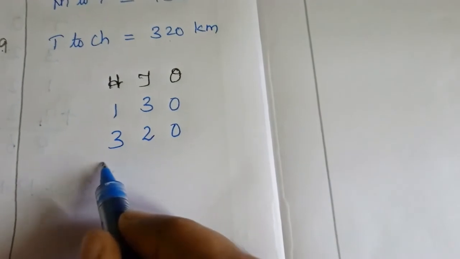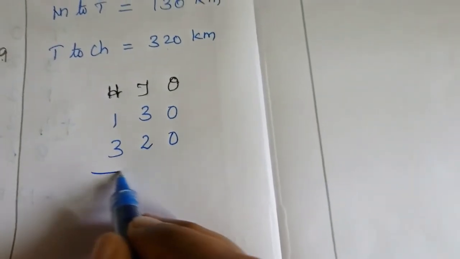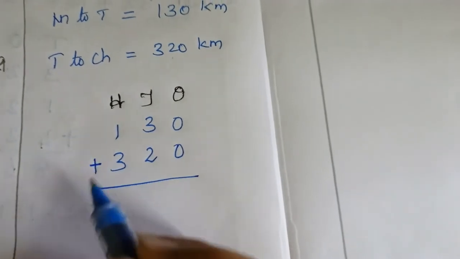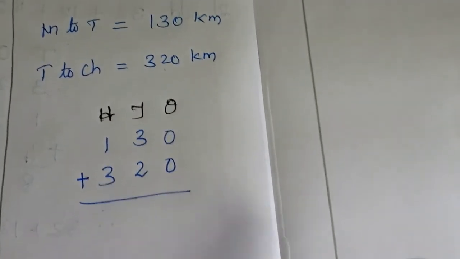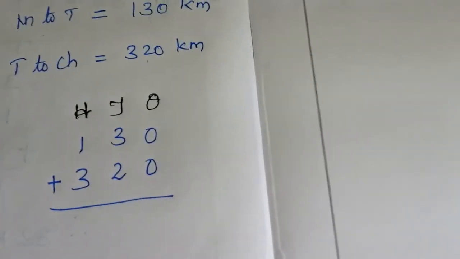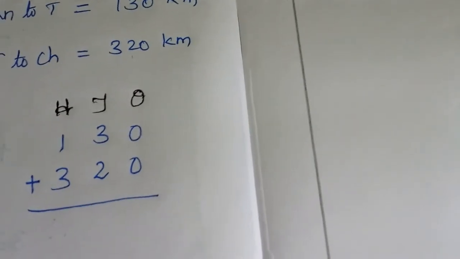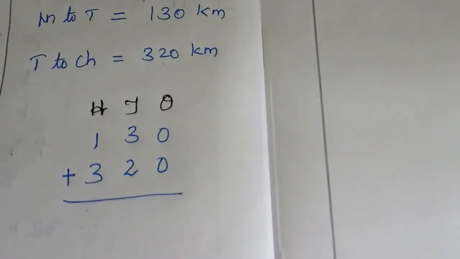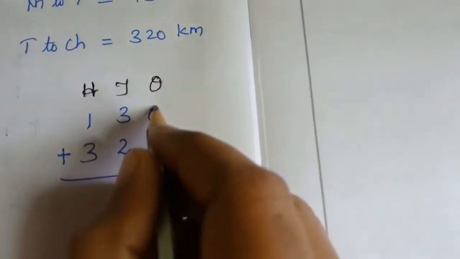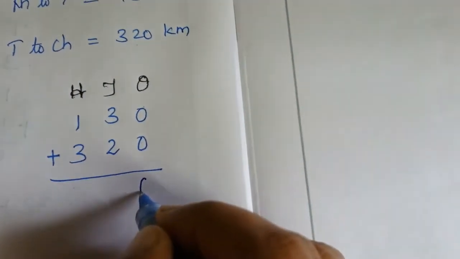So what do you want to do next? To find the total distance, yes, you have to add these two numbers. First you have to add the numbers in the ones place. Here the ones place values are 0, both the numbers are 0. So you get the answer 0.